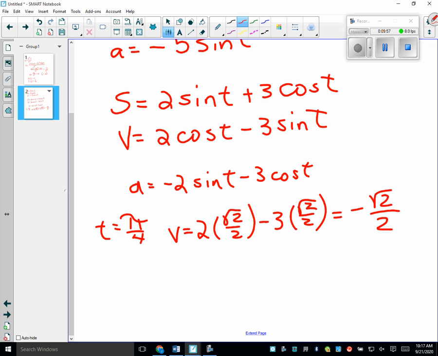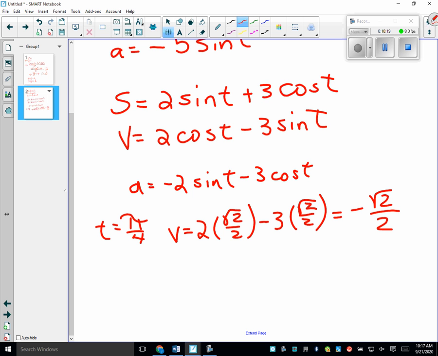Wow, where did the negative 2 go? What negative 2? That's negative 2. No, that's acceleration. I'm using velocity. Yeah, that's why I got confused. Makes sense? That's the velocity at pi over 4.